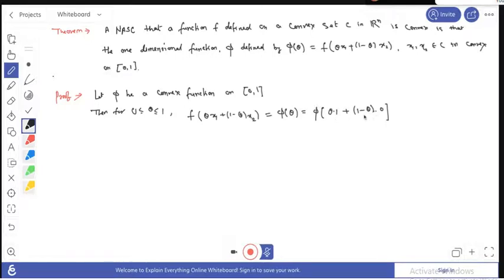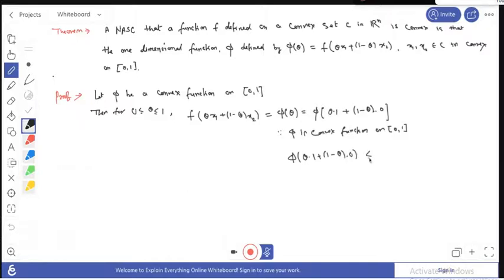Okay, so here you know that this phi is a convex function and theta lies between 0 and 1. So this 0 and 1 are points on that convex set. So that's why we can write this theta in this form. Okay, so you know that since phi is convex function on this interval 0 and 1, that's why you can write this is equals to phi of theta into 1 plus 1 minus theta into 0.